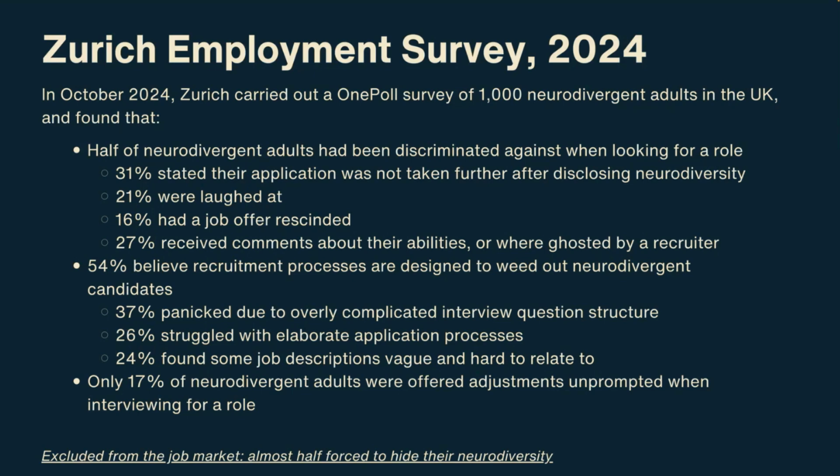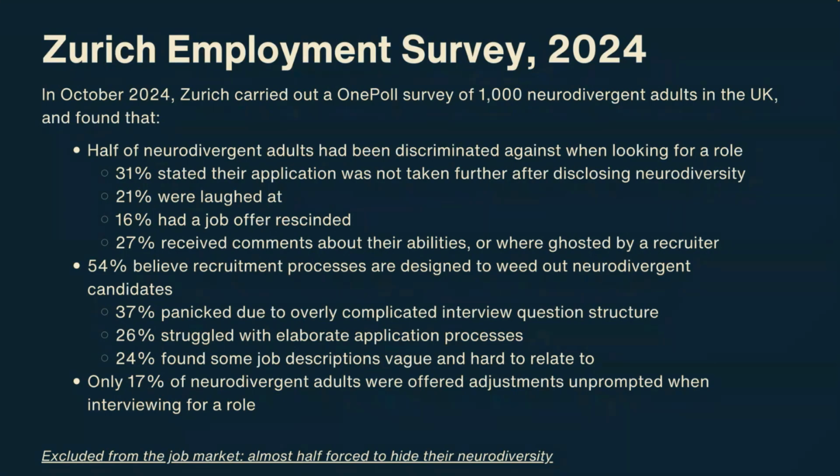54% of respondents believe that recruitment processes are designed to weed out neurodivergent candidates. And only 17% of neurodivergent adults who were surveyed were offered adjustments without prompt when they interviewed for a role. So, the statistics are a little bleak, to say the least, but solutions are easier than we think.